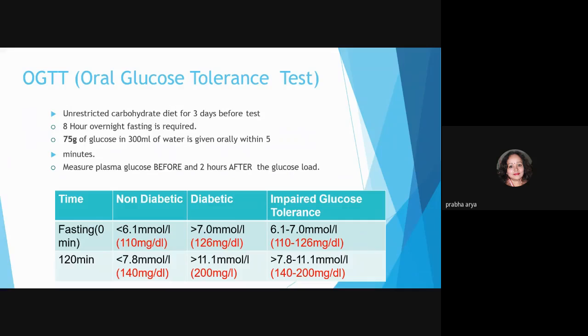So you can compare in this table, fasting, 0 minute, before taking the glucose solution. In non-diabetic patients, it is 110 milligram per deciliter, while in diabetic, it is 126 milligram per deciliter. And impaired glucose tolerance is between 110 and 126. While after 2 hours, in normal people, it should be around 140 milligram per deciliter, while in a diabetic patient, it is more than 200 milligram per deciliter. While in impaired glucose tolerance or pre-diabetic condition, it is between 140 to 200 mg per deciliter.